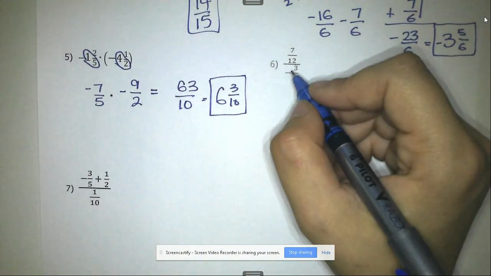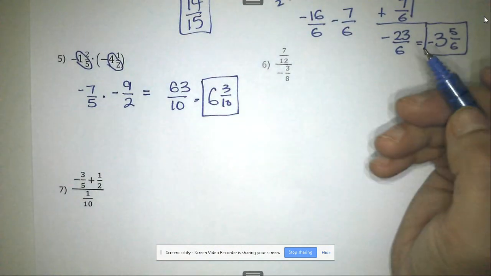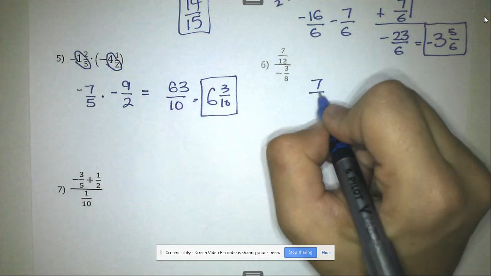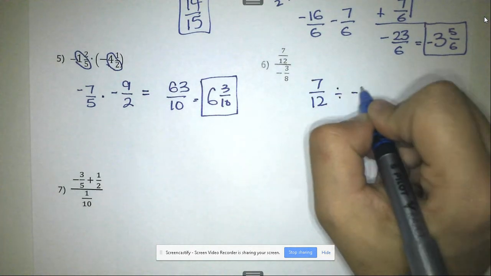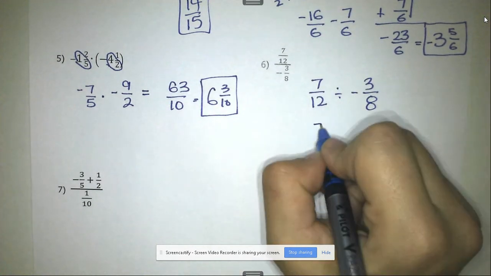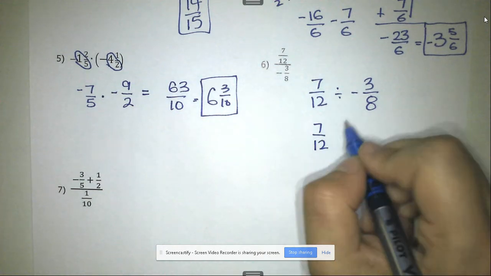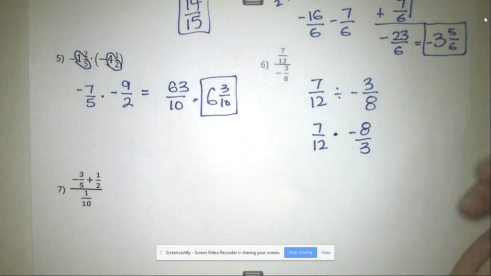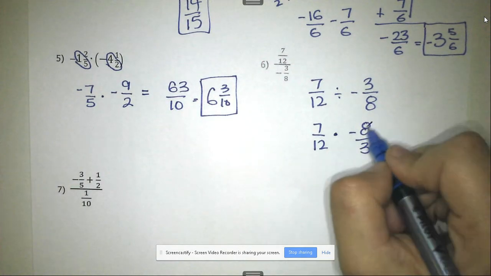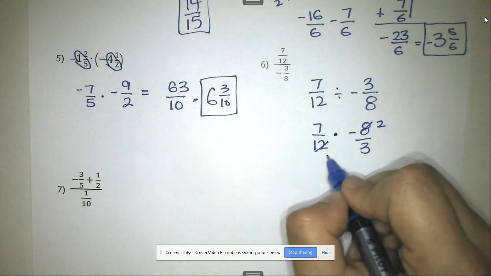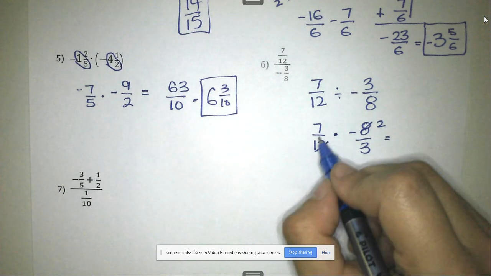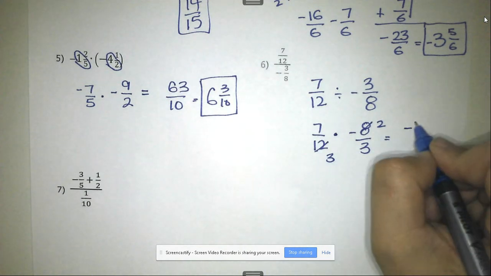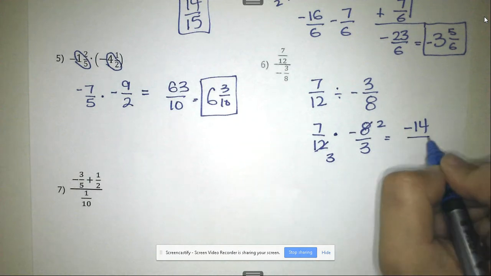Here, I'm always going to rewrite when I see division written like this. So I'm going to make this 7/12 divided by negative 3/8. Keep the first fraction the same. Change your division sign to multiplication and take the reciprocal of your second fraction. See if there's anything diagonal that you can simplify. I can divide both these numbers by 4. Then go ahead and multiply across. 7 times negative 2 is negative 14. This is negative 14 over 9.